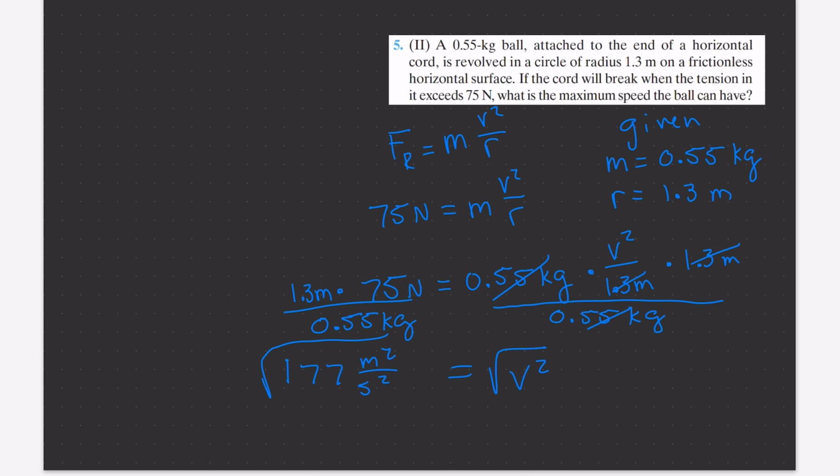In order to solve for v, I'm going to have to take the square root of both sides, which isolates v on the right-hand side. I take the square root of my 177, or whatever's left over in your calculator so you don't have a rounding error, and what I get is roughly 13.3 meters per second. Now if we plug this back into our expression for the centripetal force, we'll know that the maximum speed so that our force doesn't exceed 75 newtons is 13.3 meters per second.